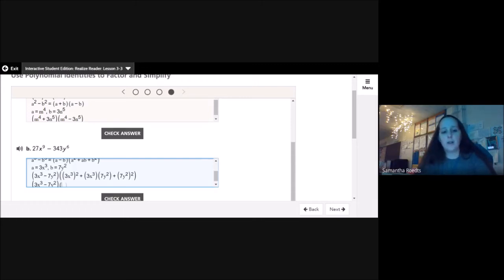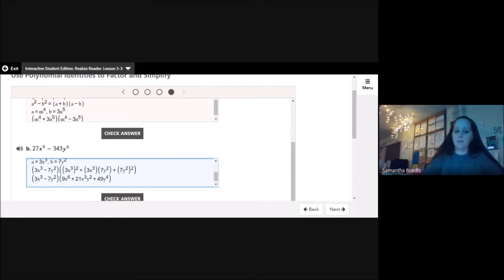Okay, so when I do that, I get 3x cubed minus 7y squared. 3 squared is 9, 9x to the 6th, and 3 times 7 is 21, x cubed y squared. Plus 7 squared is 49, y squared squared is y to the 4th. We get 3x cubed minus 7y squared times 9x to the 6th plus 21x cubed y squared plus 49y to the 4th.